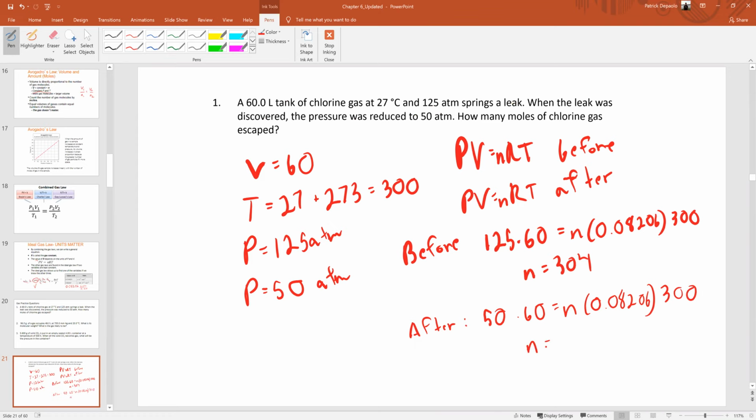Then we solve for our new N. What do you get for the new N? 121.86, so we'll round that to 122. Then you subtract the before moles minus the after moles to see how many were released. What was that, 182 or something? 182.9, thank you. Okay, cool, so 182. That's how you get that. Any questions on this problem?